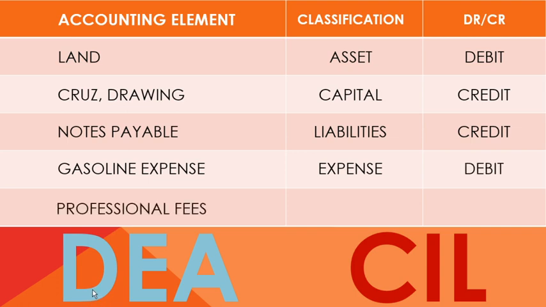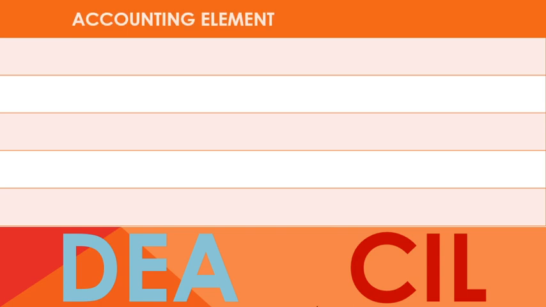And lastly, we have professional fees. And professional fees is considered as income. Yan. And kapag halimbawa ang income po ay nag-increase, ang kanyang normal balance ay credit. Good. Okay. So, next one.